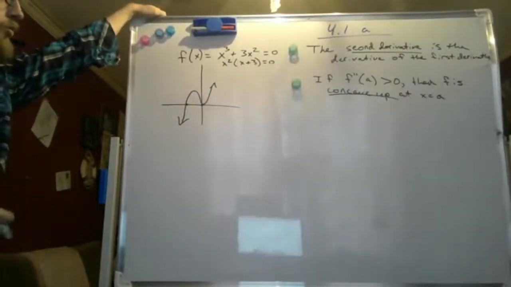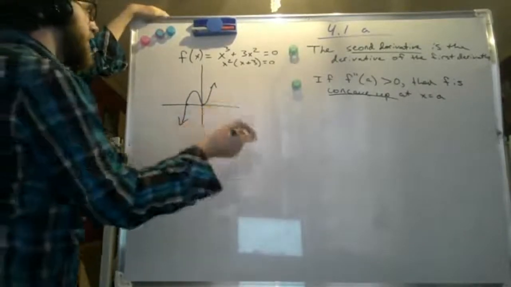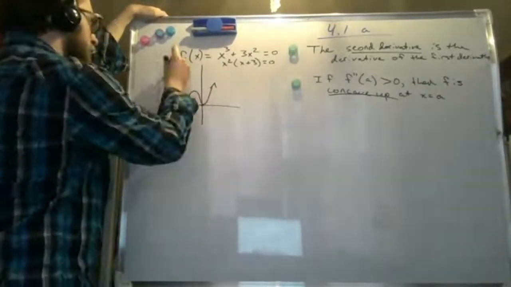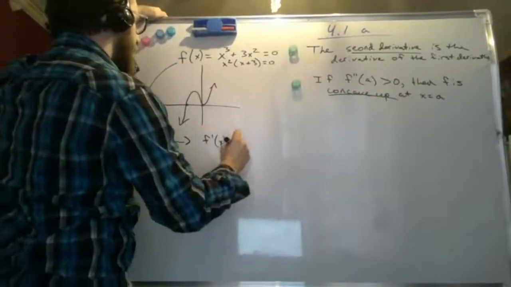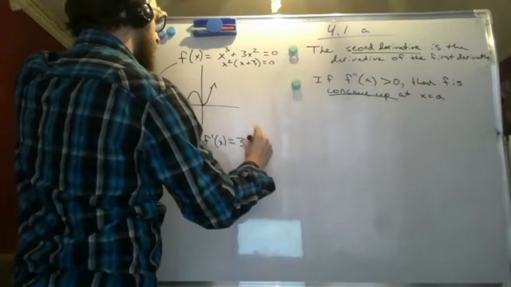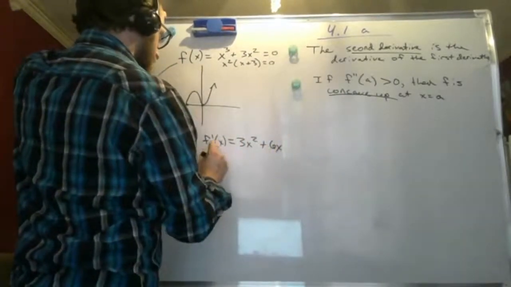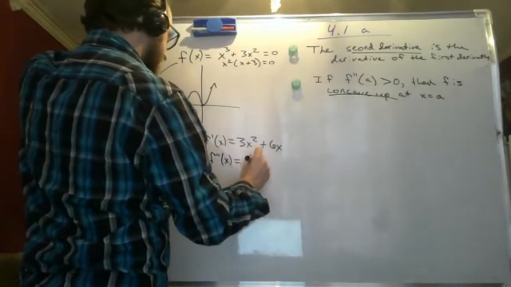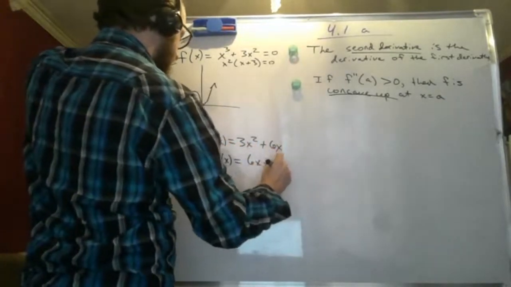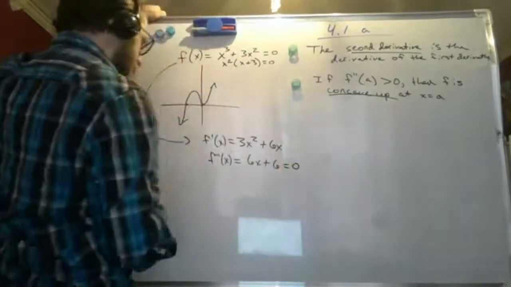So to relate to what concavity is, what does it mean to be concave up? For that we need the second derivative. So I'm going to write f prime here. f prime of x is equal to 3x squared plus 6x. But then f double prime, that's 6x plus 6. So this is equal to 0.